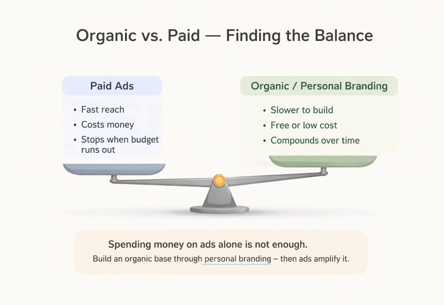There's an important balance to understand here. Paid ads, like Meta ads, can get you fast reach, but they cost money and they stop the moment your budget runs out. Organic personal branding is slower to build, but it compounds over time and doesn't disappear when you stop paying. The key insight is this: spending money on ads alone is not enough. You need to build an organic foundation through your personal brand first. Once you have that foundation, ads amplify what's already working. Don't rely on one or the other, use both strategically.